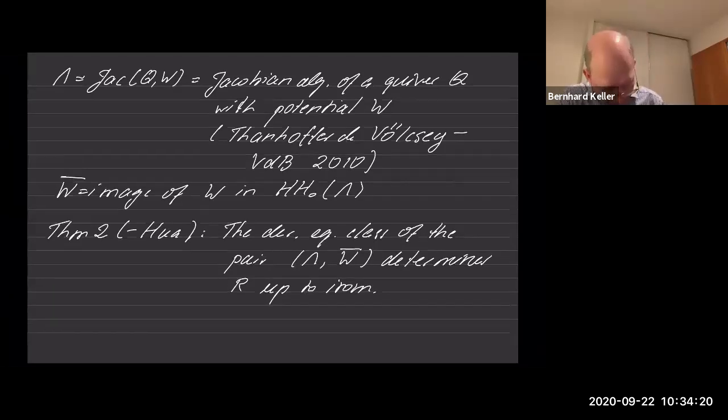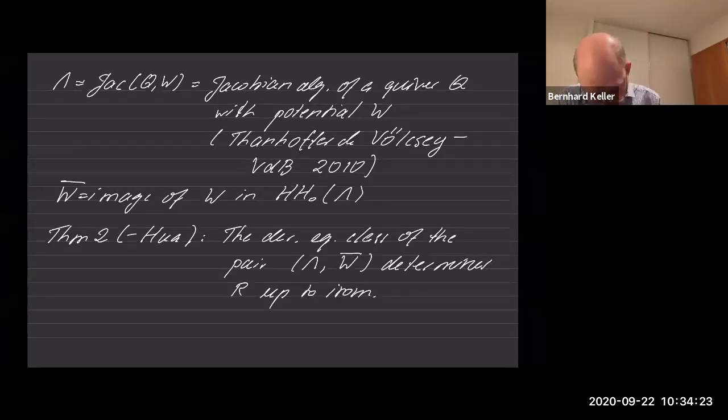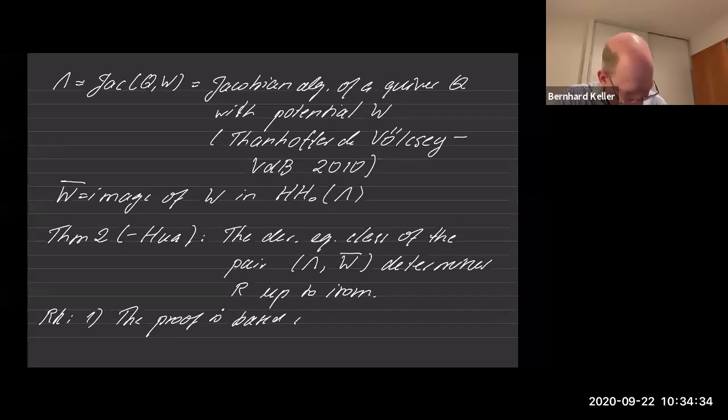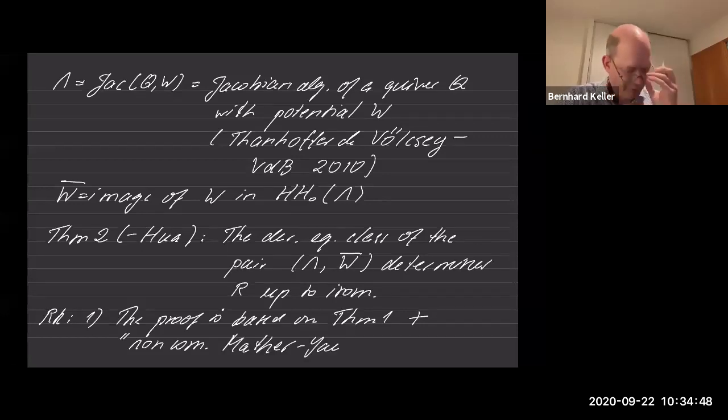And now, let me say two remarks. One quick remark on the proof. The proof is based on the first reconstruction theorem and a non-commutative Mather-Yau theorem. Instead of singularities, we look at quivers with potential, and there is a reconstruction theorem due to Hua and Kuei-Sun Zhou from 2018.